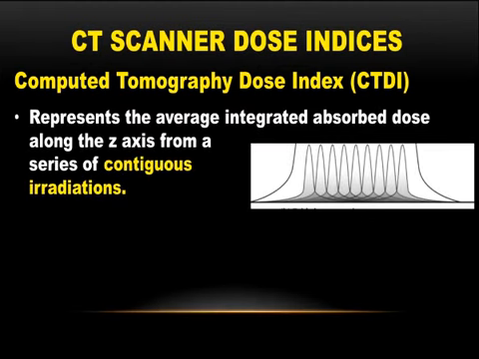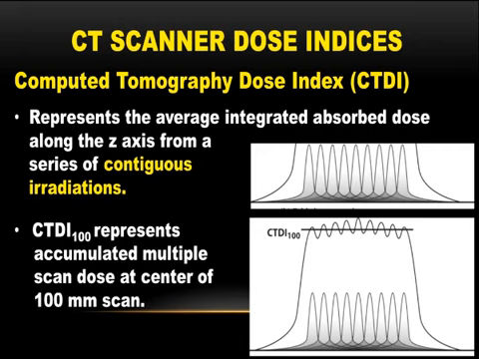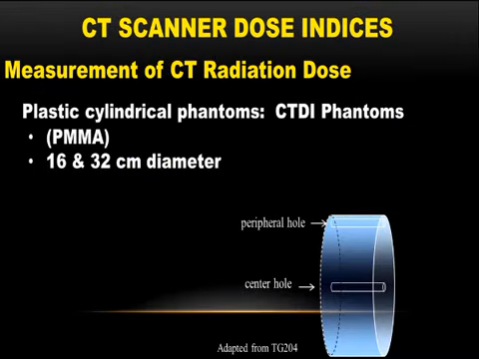So CTDI represents the average integrated absorbed dose along the z-axis from a series of irradiations. And of course we have individual pulses here that were acquired axially, and we have the peak dose from each slice, but we see that the tails, due to scatter, also contribute to dose above each one of those peak slices. So in reality, the total dose is elevated because of all that summing. And CTDI 100 represents the average dose of that elevated dose across the scan. How do we measure this?